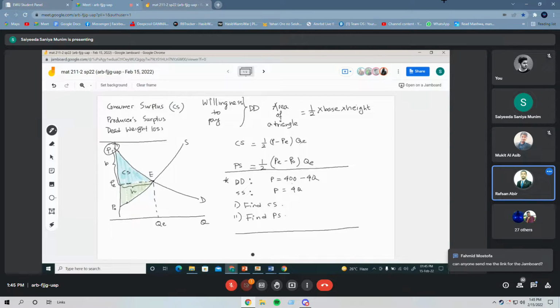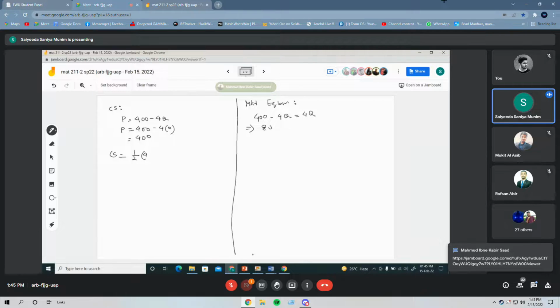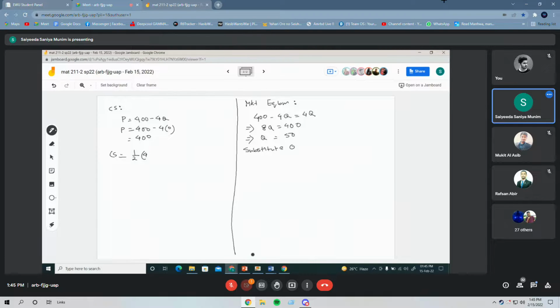Okay. Let me find the market equilibrium first. So 400 minus 4Q equals 4Q. That gives you 8Q equals 400. So Q is 50. Substitute Q in the demand equation. So P is 400 minus 4 into 50. That is 200, right?